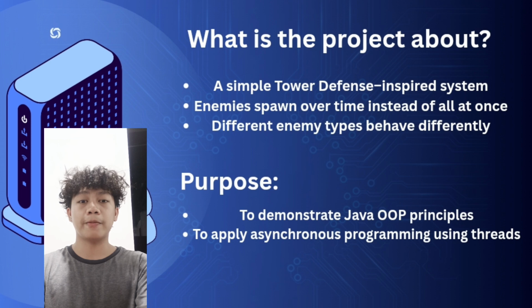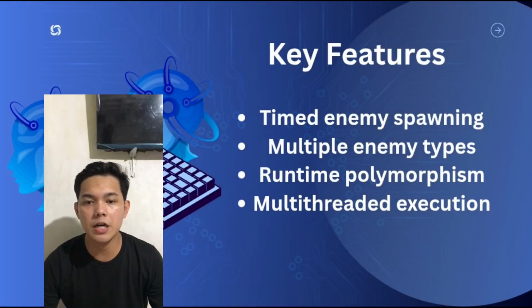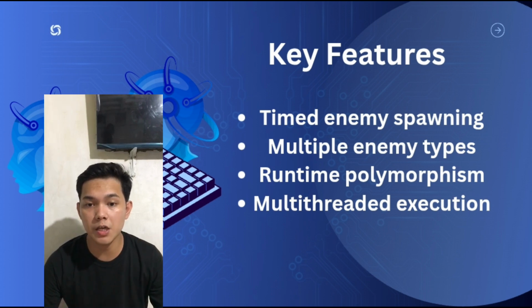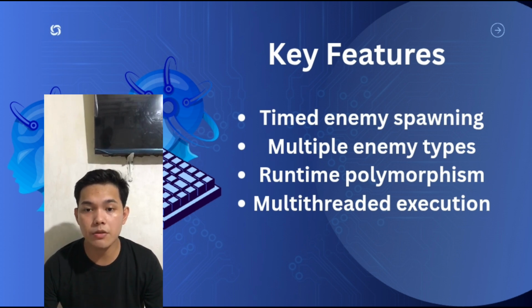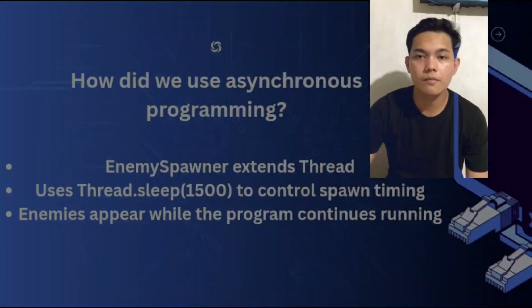Enemies are created at fixed time intervals, and each enemy type has different behavior. The main goal is to demonstrate OOP concepts and asynchronous execution: time spawning, multiple enemy types, and dynamic behavior using polymorphism. The spawner runs in a separate thread so the program does not block while enemies are being created.